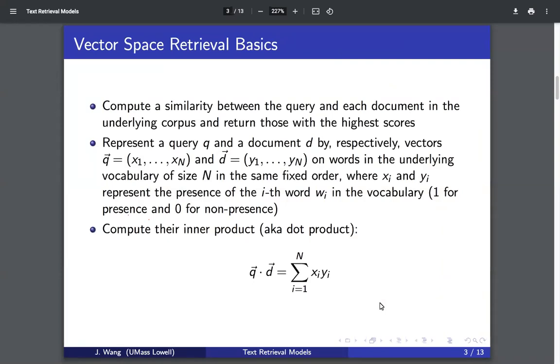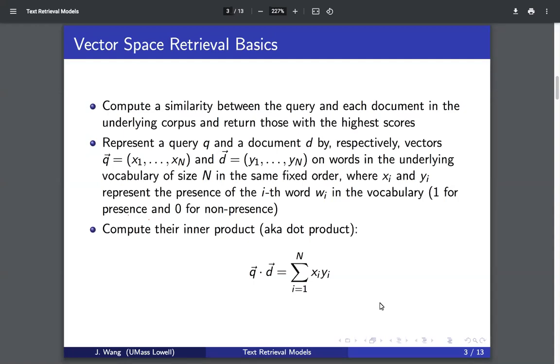Okay, so now we are going to look at the first retrieval mechanism, called vector space retrieval. The idea here is that we are going to treat a document as a vector, and we're going to treat a query also as a vector.